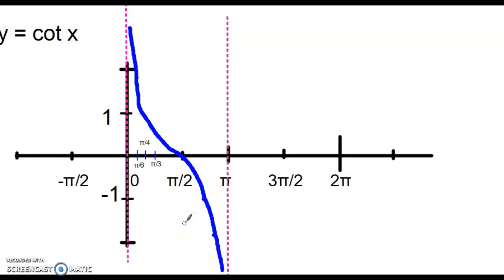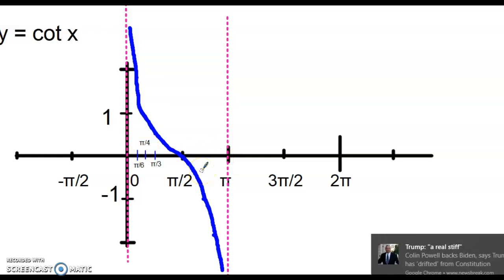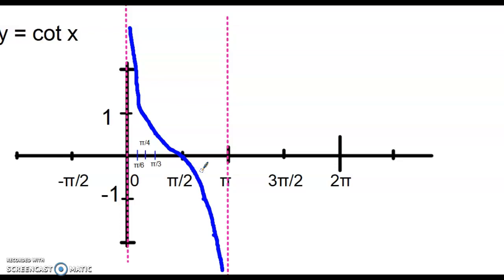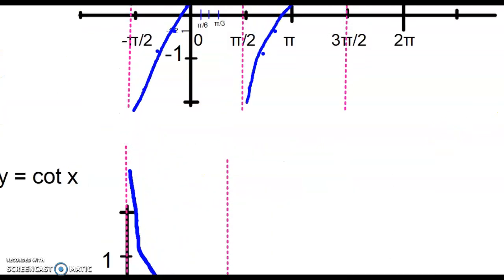So again, just like tangent, one cycle is only pi units long. So I don't want to make this video too long, but you can do some of the exercises, some of the worksheets, if you keep looking ahead. I don't know exactly what slide it's on, but you do have some tangent and cotangent problems to do.